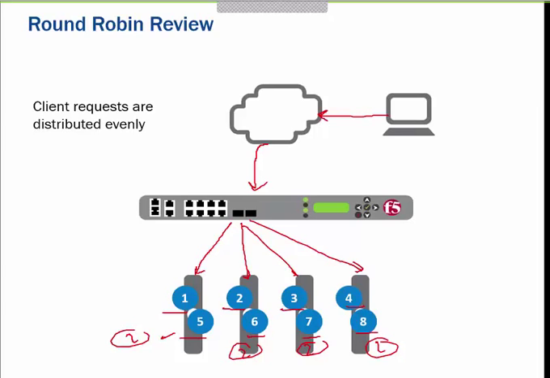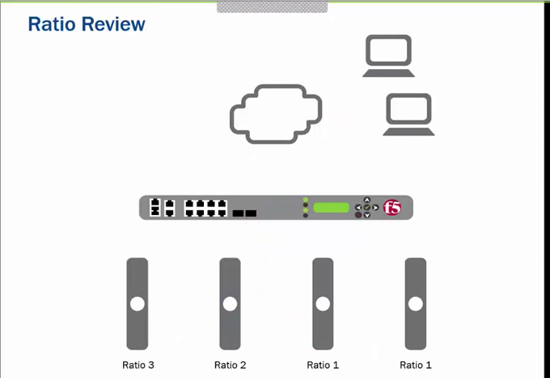So let's talk about the other static method, the ratio method. In the ratio method, we put a ratio on each server based on its hardware capabilities and processing capabilities. Suppose in this diagram, server one has ratio 3. That means it can receive and process three traffics. The second one has 2, the third one 1, and the fourth one 1.